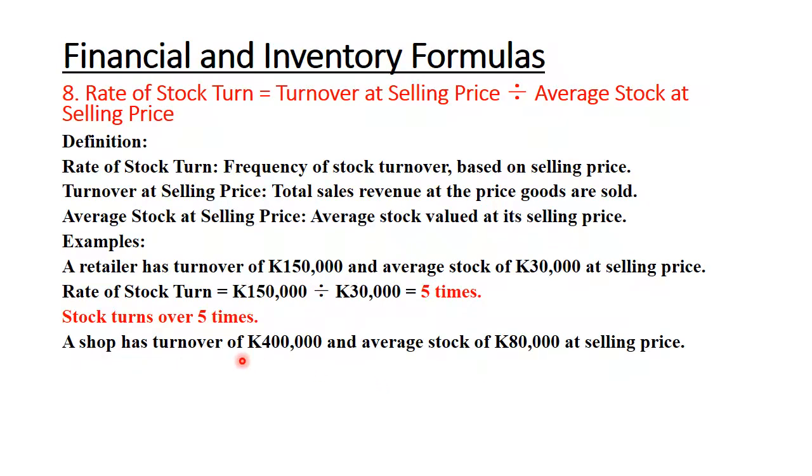Okay, a shop has turnover of 400,000 and an average stock of 80,000 at selling price. So the rate of stock turn is the turnover divided by average stock, which is 5 times.